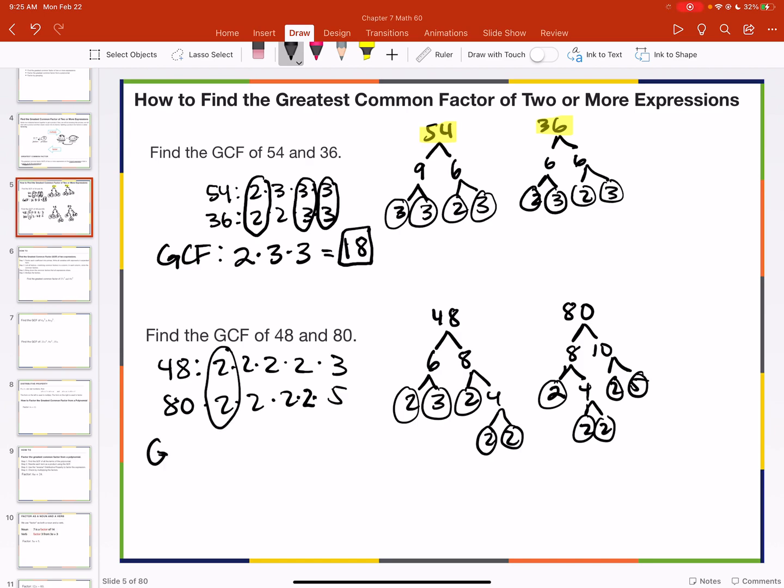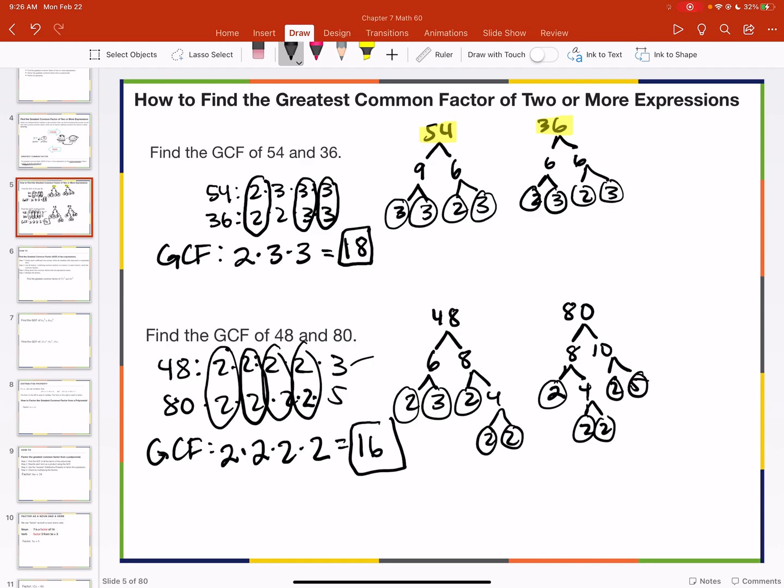Your GCF is going to have the factors that are in common. So they have a 2 in common, another 2, another 2, and another 2. And that's it. So your GCF is going to be 16. Okay, so 16 divides into 48 and 80. It's interesting to think about because 48 divided by 16 is 3, and 80 divided by 16 is 5. So this is the highest possible number.